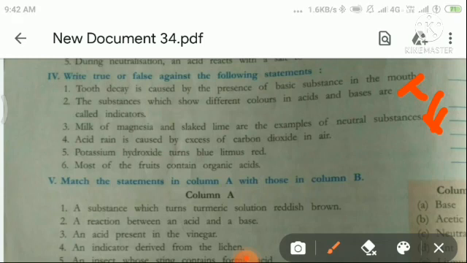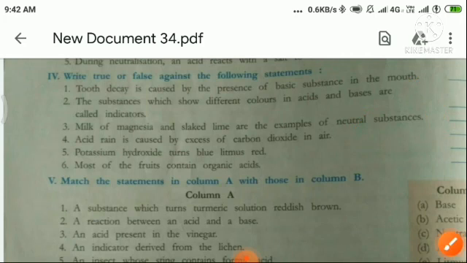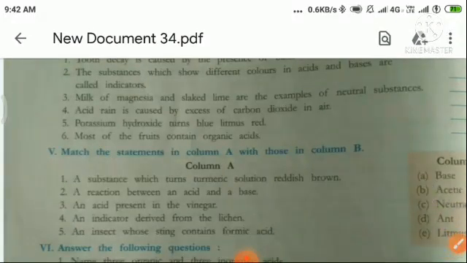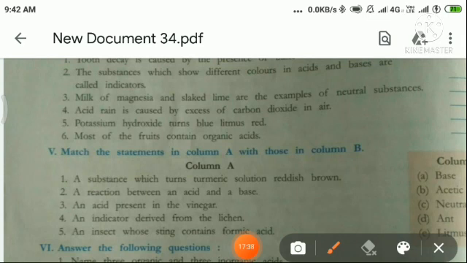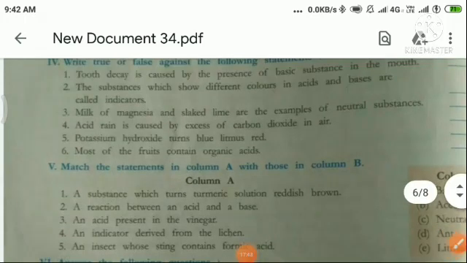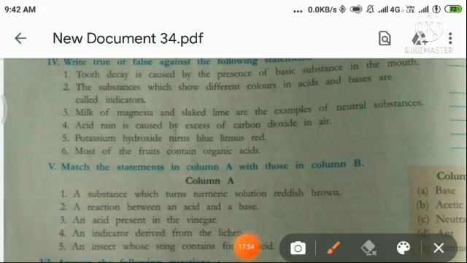Acid rain is caused by excess of carbon dioxide in air. This is also false. Okay, because acid rain is caused by nitrogen oxide or sulfur dioxide. Okay, so oxides of nitrogen or oxides of sulfur cause acid rain. Okay, potassium hydroxide turns blue litmus red. So this is again false, because potassium hydroxide is a base, and we all know that in base, red litmus turns blue, but blue litmus will not turn red in a basic solution. So this is again false.